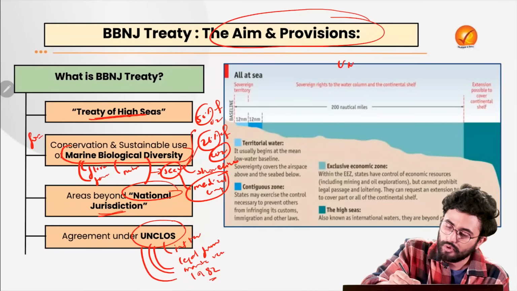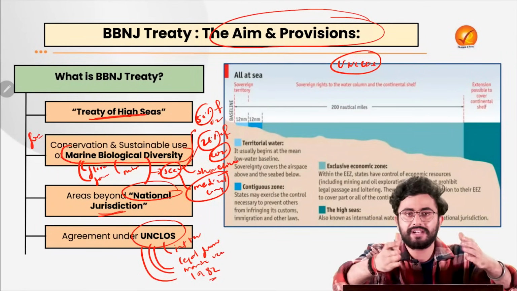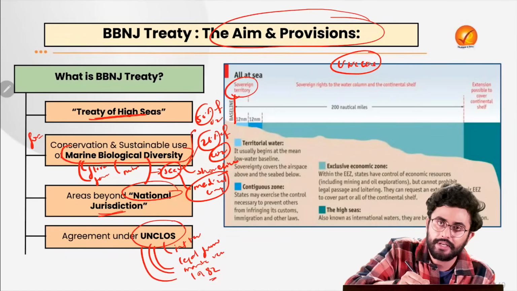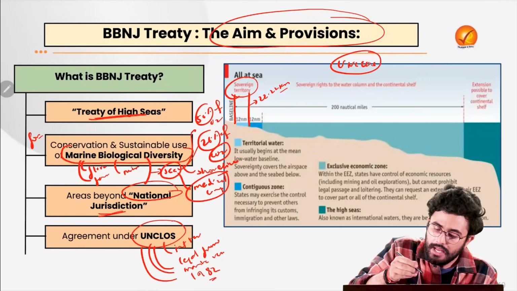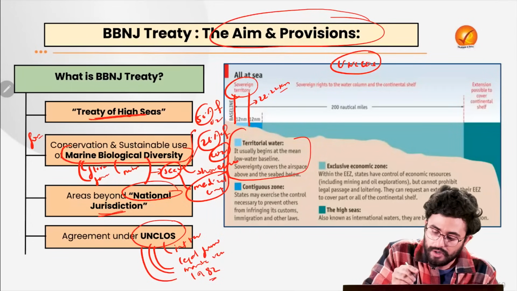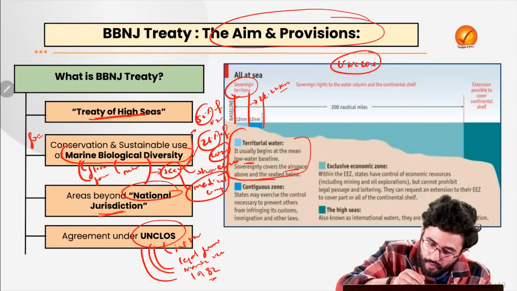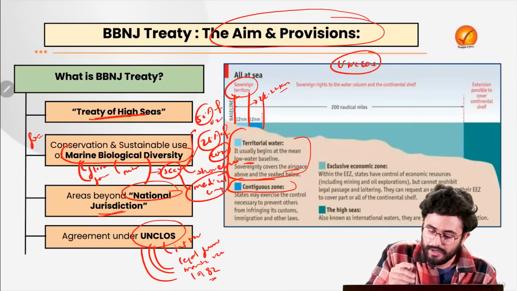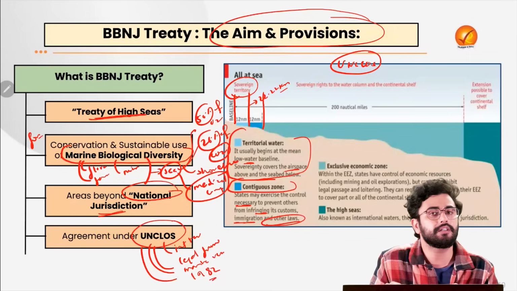So the classification, which has also been asked by UPSC previously in the prelims examination: how does it divide the sea? Let's say, for example, this is the baseline of our country. From that, if we extend to 12 nautical miles or 22.22 kilometers, that constitutes our territorial waters, which begin at the mean low water baseline and cover the airspace above as well as the seabed below. Then after that, for another 12 nautical miles or a further 22.22 kilometers, we have our contiguous zone, where as a country we exercise the control necessary to prevent infringement of our customs, immigration and other laws.